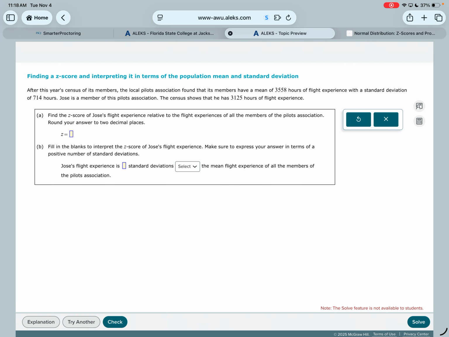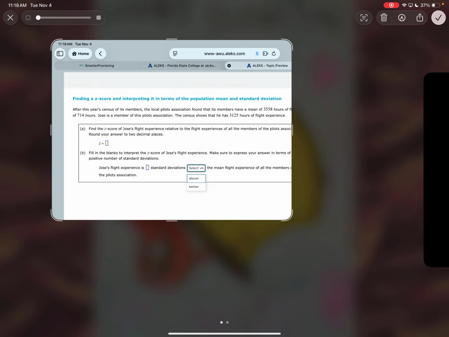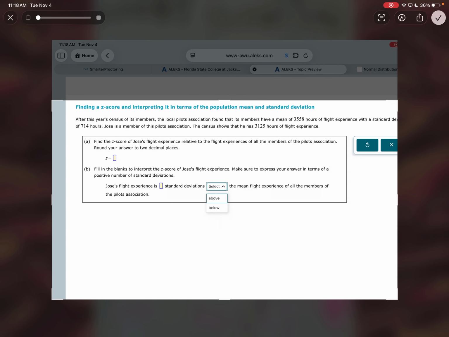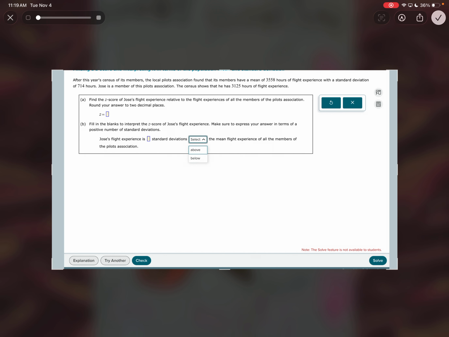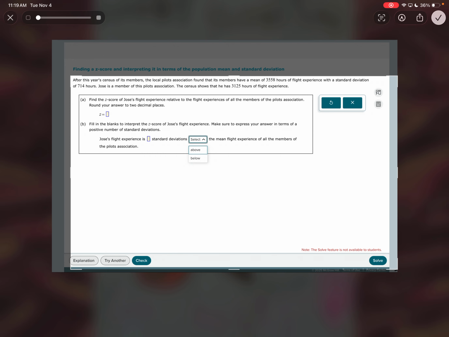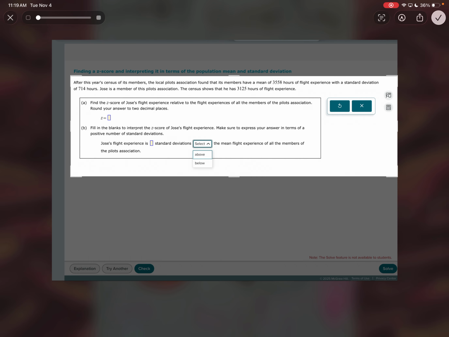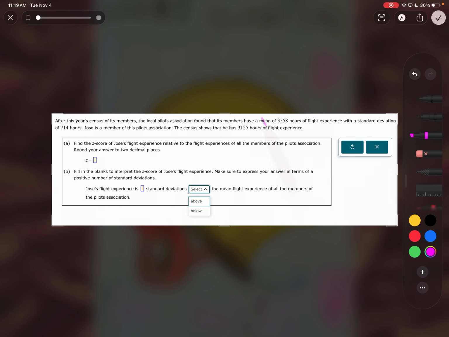So still on the z-score, is it above or below? I already did this, but we can go through it quick. After this year's census of its members, the local pilots association found that its members have a mean of 3358 and a standard deviation of 714. And the census shows that he has 3125.